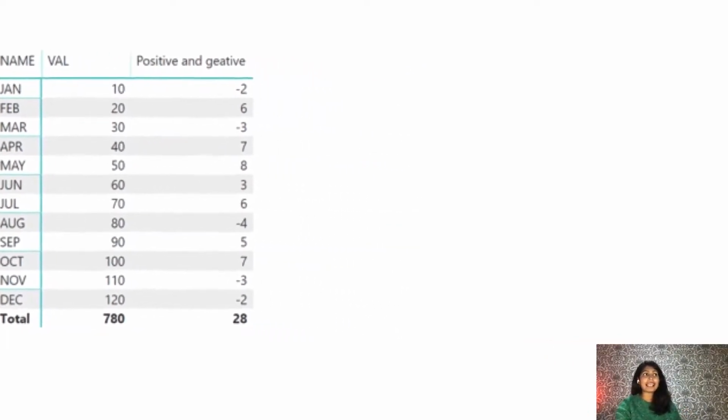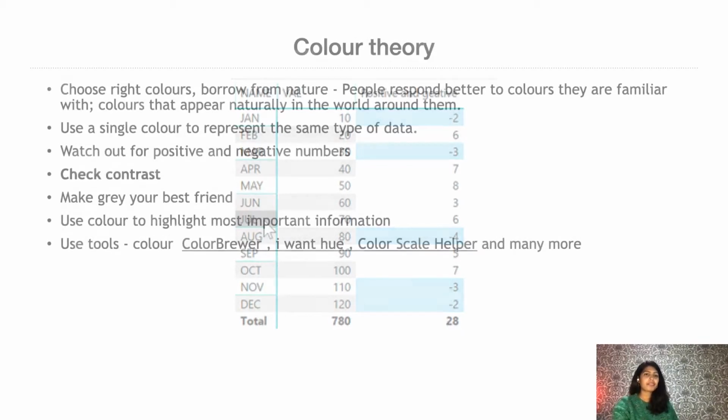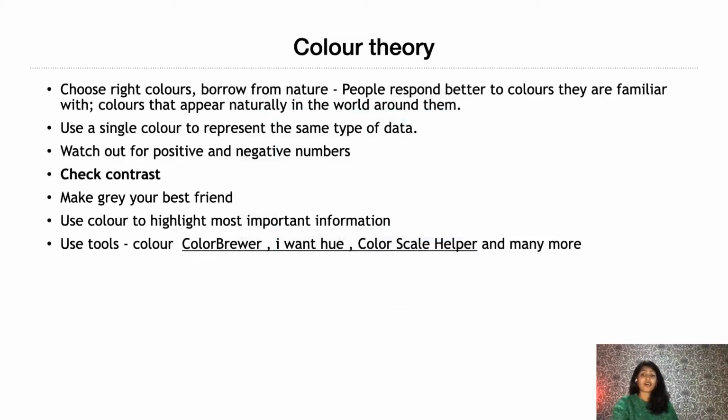But if you actually highlight them, in a very subtle way by using font colors, or in a bold way by using background colors or anything, try to highlight positive and negative. If that is something important for users, then highlight them. And as I mentioned, check contrast.